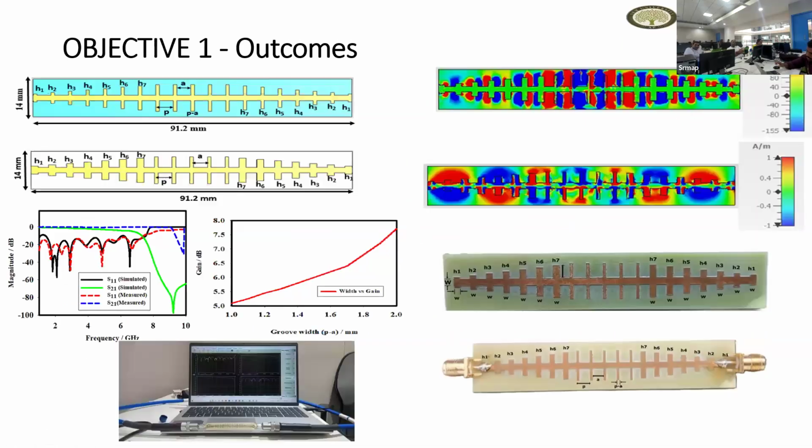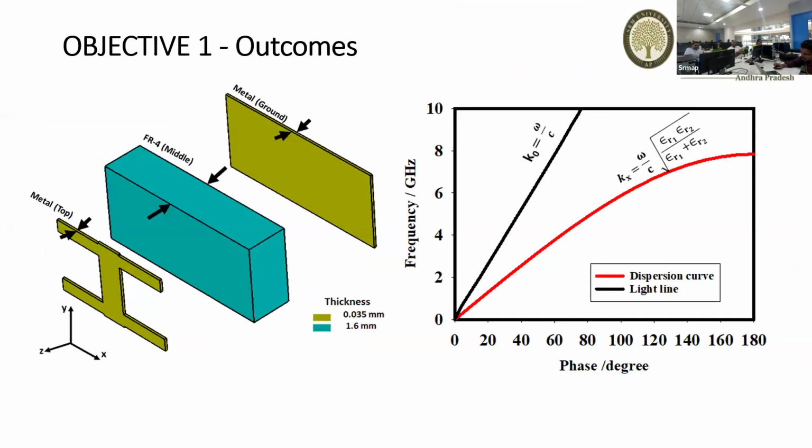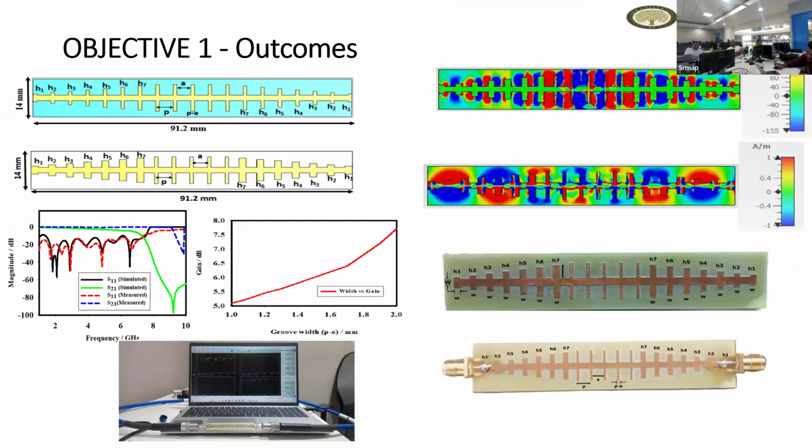If I use this type of corrugated surfaces, starting from 1 mm, 1.5 mm, 2 mm, 2.5 mm, then it is matching with the light line dimensions. The K naught wave vector is combining with the K naught wave vector. Which solver have you used? CST solver. The eigenmode solver.